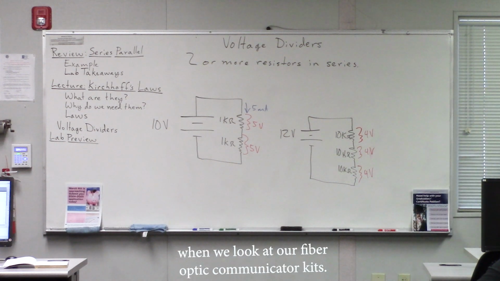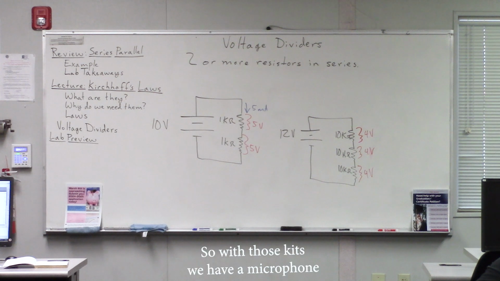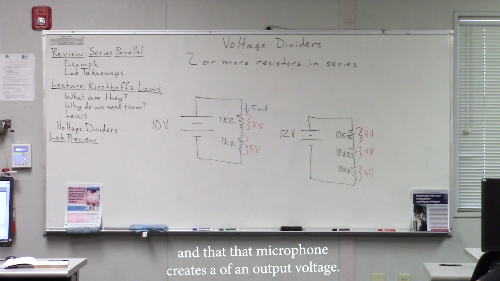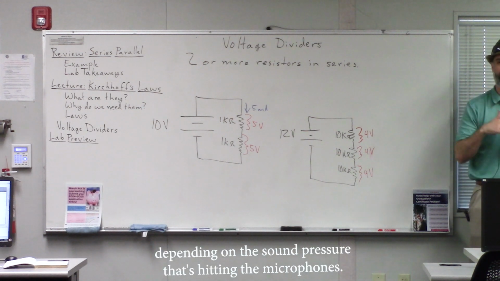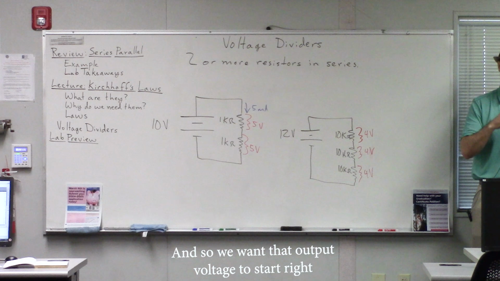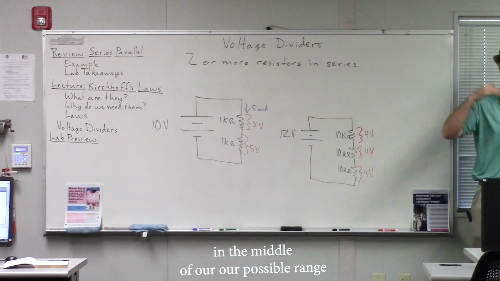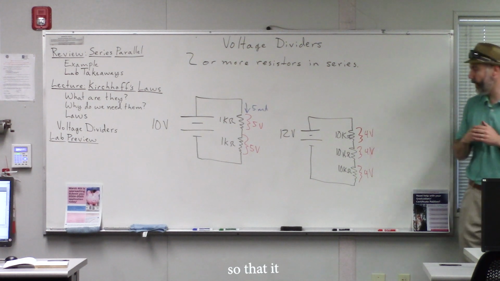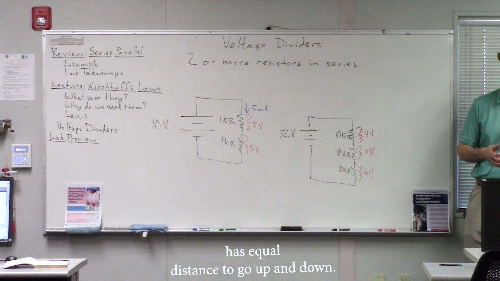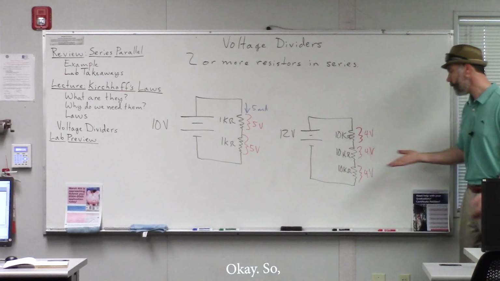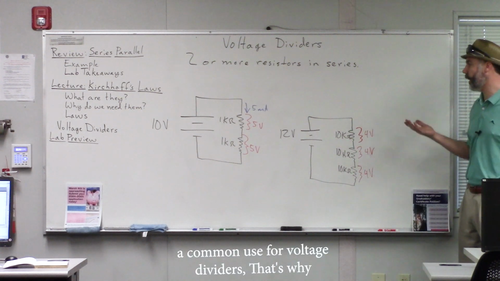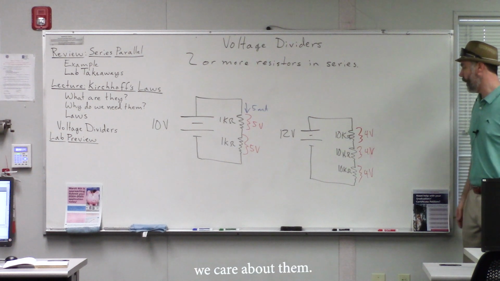Okay, so that's a common use for a voltage divider, and we're going to see that later in the semester when we look at our fiber optic communicator kits. So with those kits, we have a microphone, and that microphone creates an output voltage, and that output voltage goes up or down depending on the sound pressure that's hitting the microphone. And so we want that output voltage to start right in the middle of our possible range so that it has equal distance to go up and down. And so we use a voltage divider for that. Okay? So that's a common use for voltage dividers. That's why we care about them.